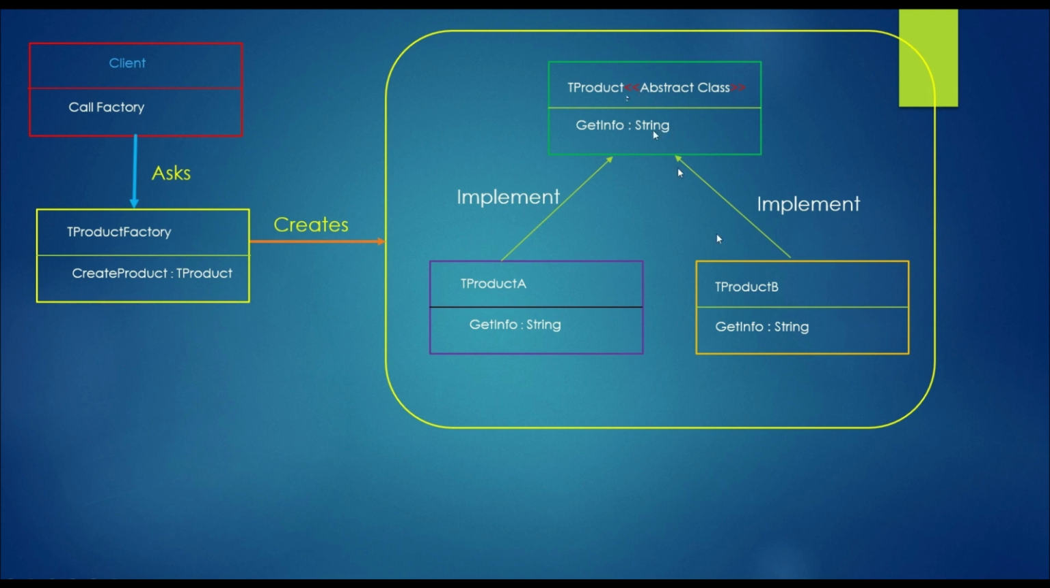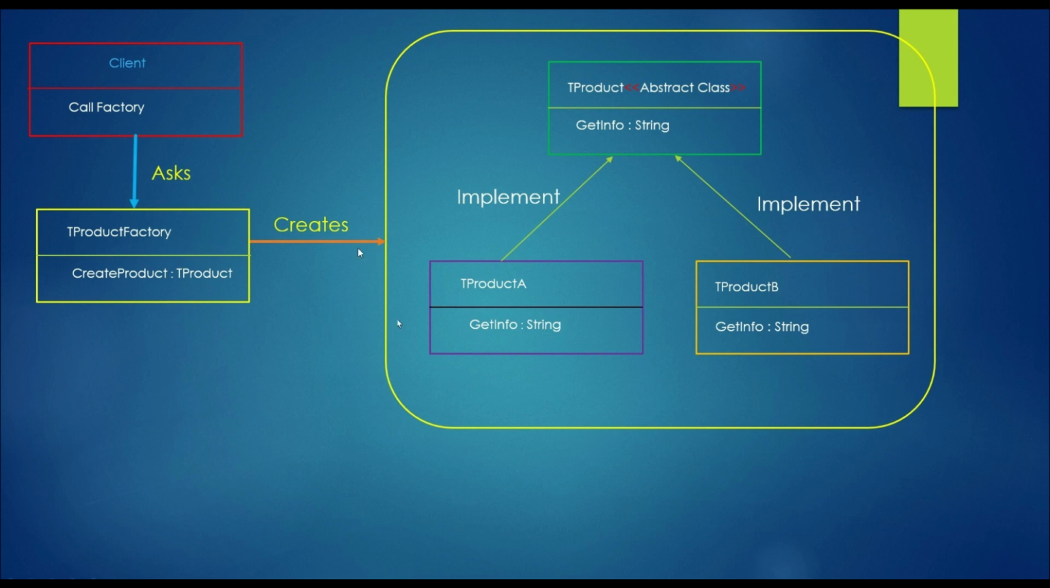Now this abstract class I'm going to inherit into TProductA and TProductB. So I'm inheriting the TProduct into TProductA and TProductB. This is the abstract class, which means the GetInfo method is an abstract method. When I'm inheriting the TProduct class in my TProductA and TProductB, I'm going to override the GetInfo method in the TProductA and TProductB classes. We will see in the code how it will work.